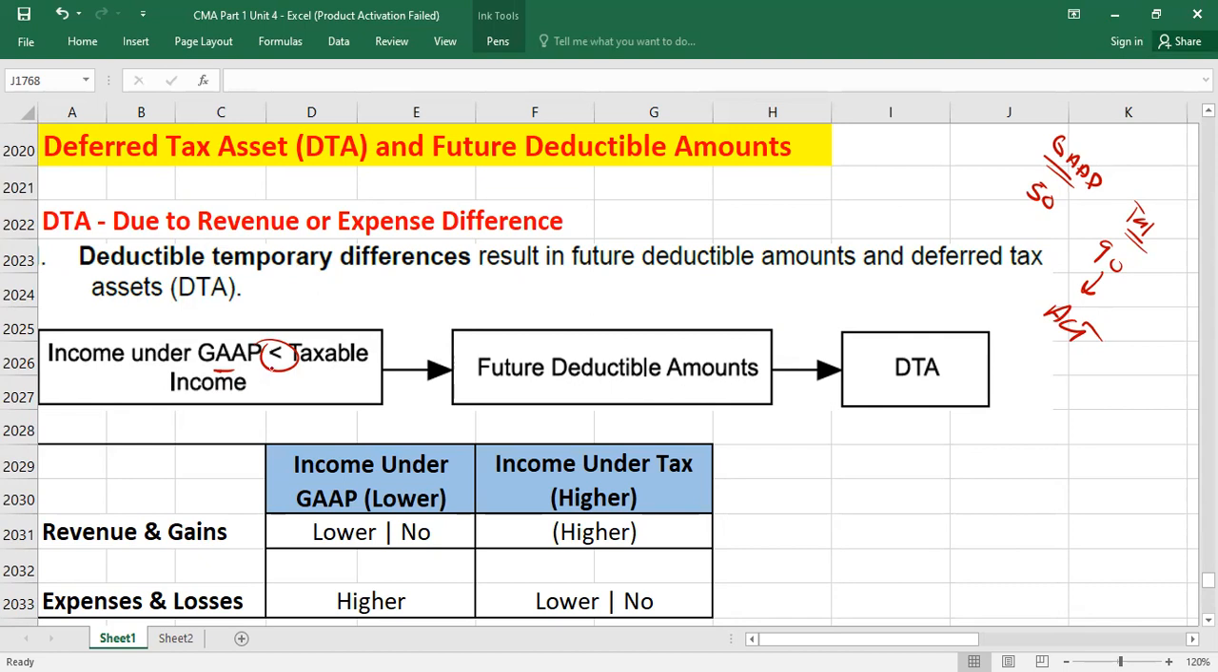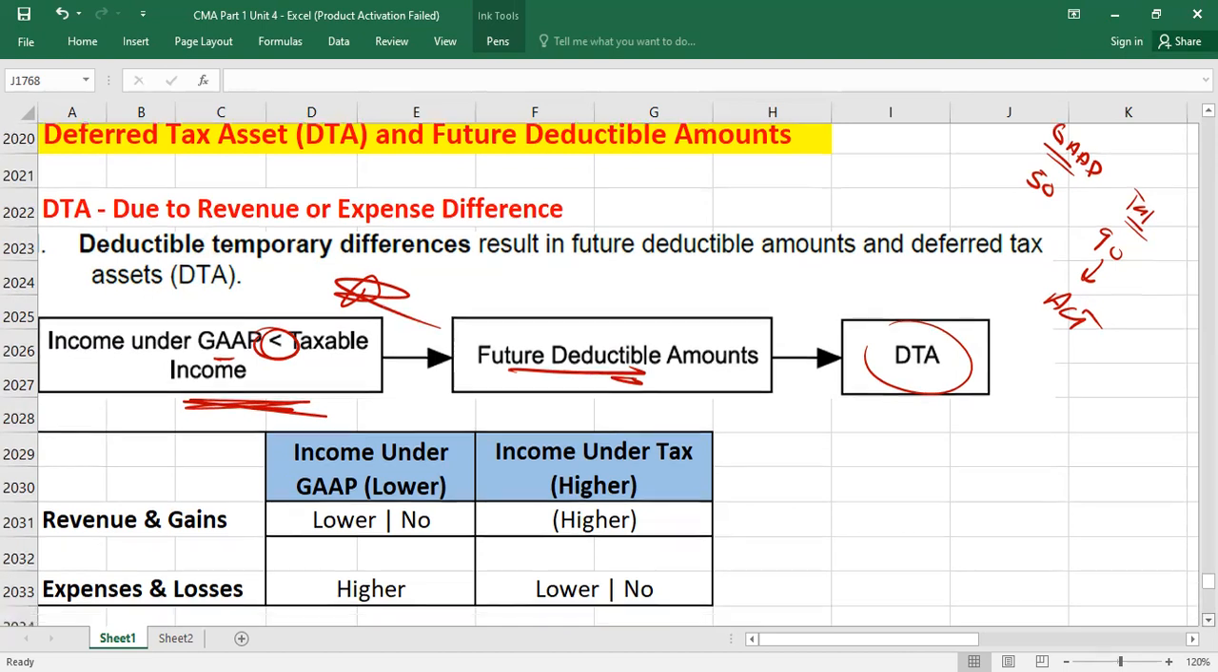Okay, so what is the scenario here? Here GAAP income would be less than taxable income, and the difference is called what? Deductible differences. Which one? Future deductible differences. And what would a deductible difference result in? It would result in deferred tax. This is important, the second important statement. GAAP income is less. I'm saying taxable income is higher, GAAP income is lower. It is the same thing, right? I'm saying it in two different ways. And it would result in deferred tax asset.